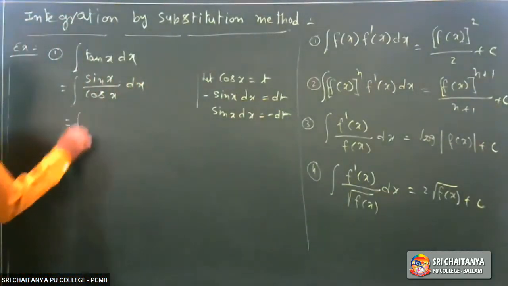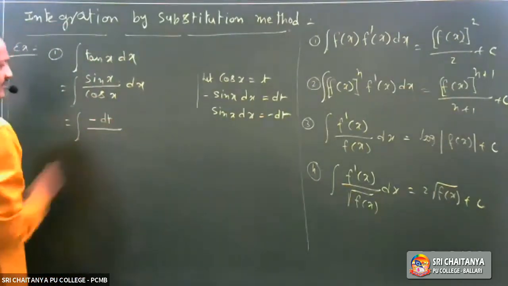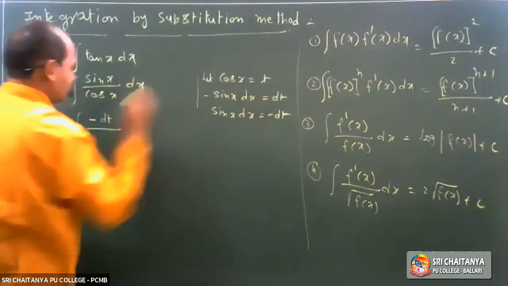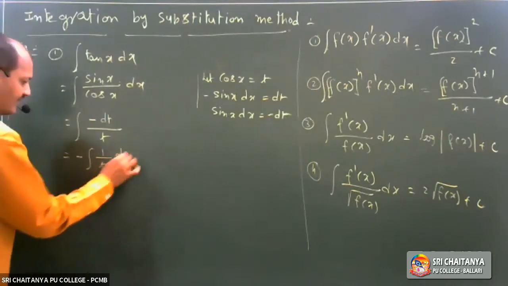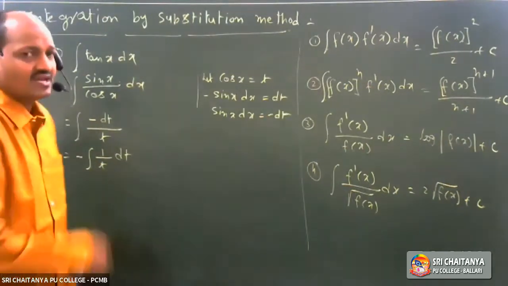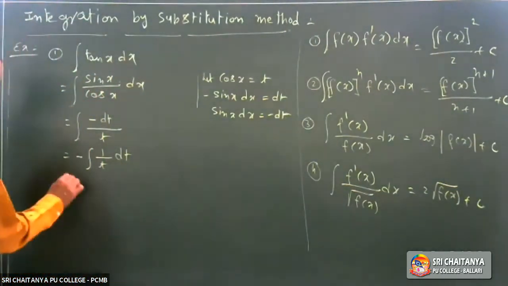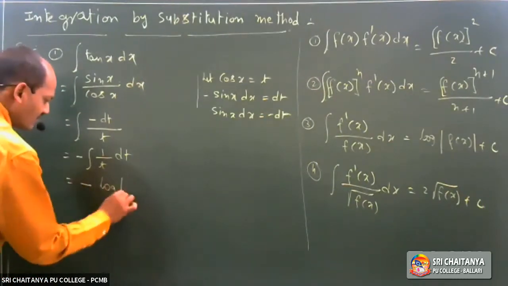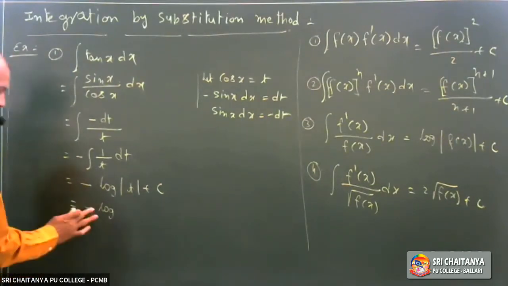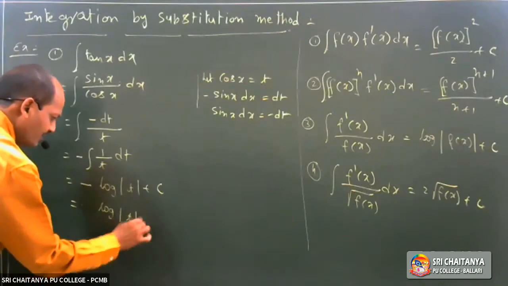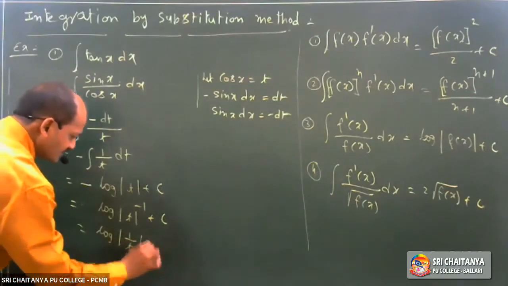So here the numerator sin x dx is minus dt, divided by this cos x, which we consider t. That is minus the integral of 1 by t dt. It is the integral of 1 by x form. The integral of 1 by x is equal to log x. It is minus log mod t plus c. Or log mod t power minus 1. It is log 1 by t plus c.